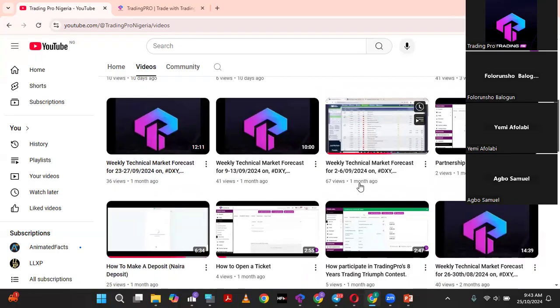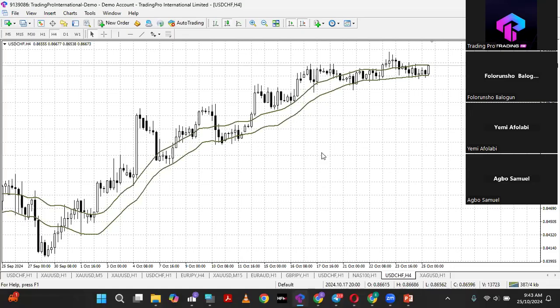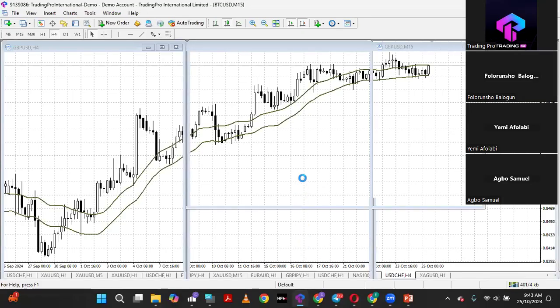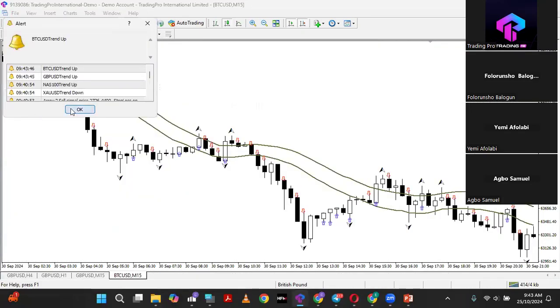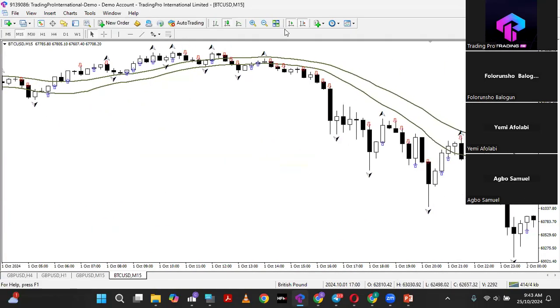So today I'm going to continue where I stopped yesterday. It's going to be on a very simple trading system, designed to enable you to tell what you're going to do just by looking at the market.